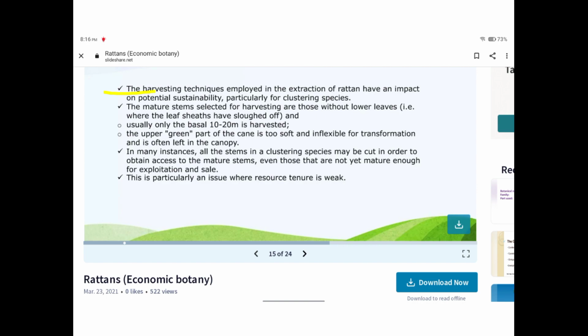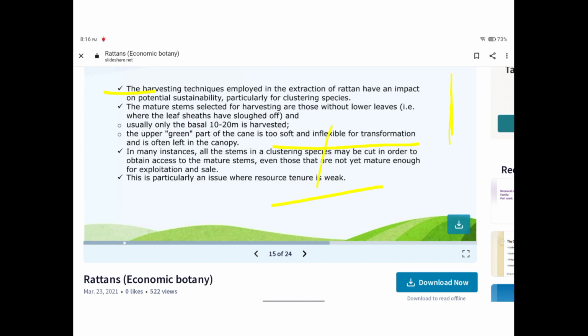Generally, when we are harvesting, we choose all the stems whose leaves have already fallen off, and it is harvested from 10 to 20 meters. The upper green part of the cane is too sharp and flexible for transformation, so it is not cut because it is very tender. In many instances, all the stems in the cluster may be cut in order to access the mature ones.